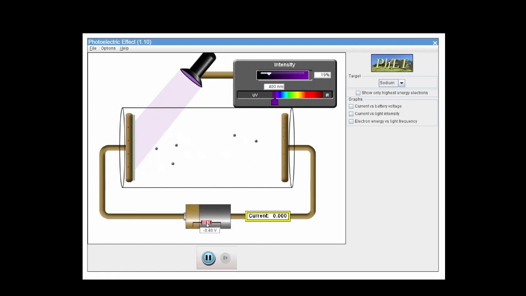Next, in the case of stopping potential, if I change the intensity, here stopping potential is minus 4 volt. If I increase the intensity, the stopping potential will not change. It remains constant. So we can say the stopping potential is independent of the intensity of light.